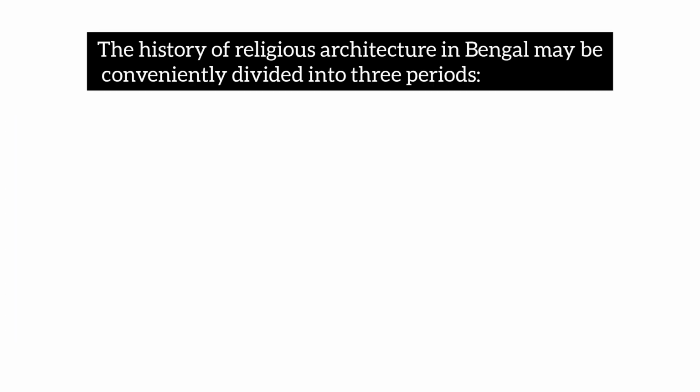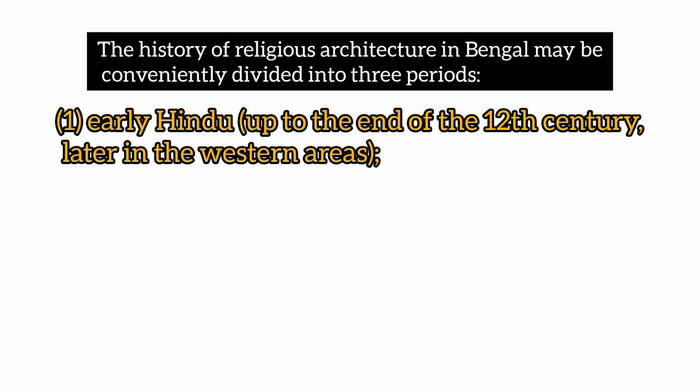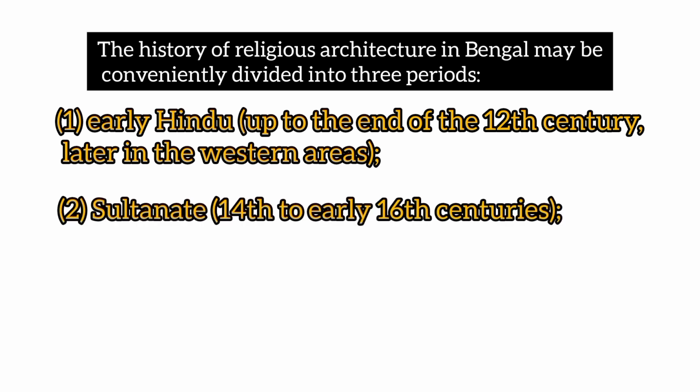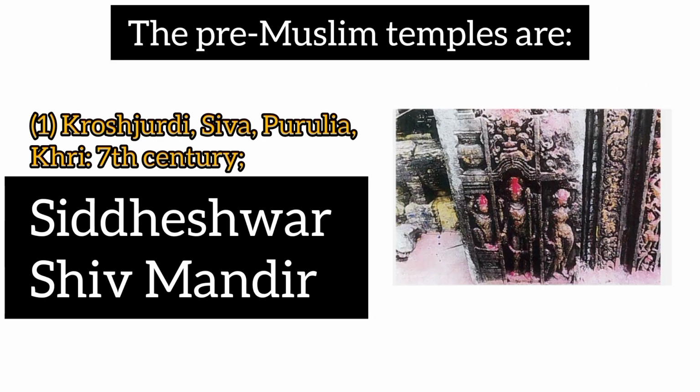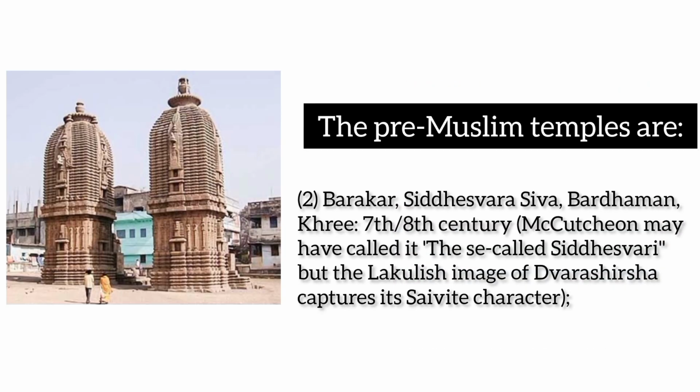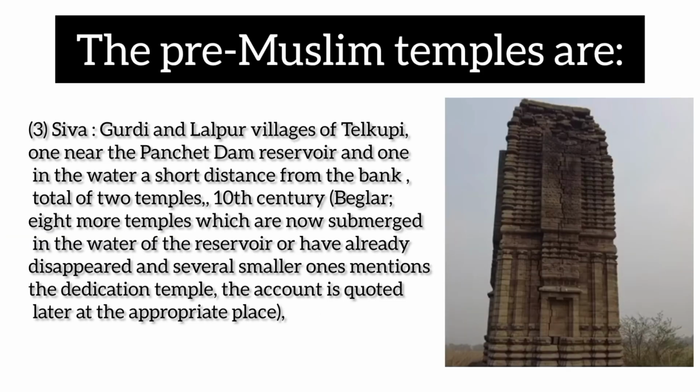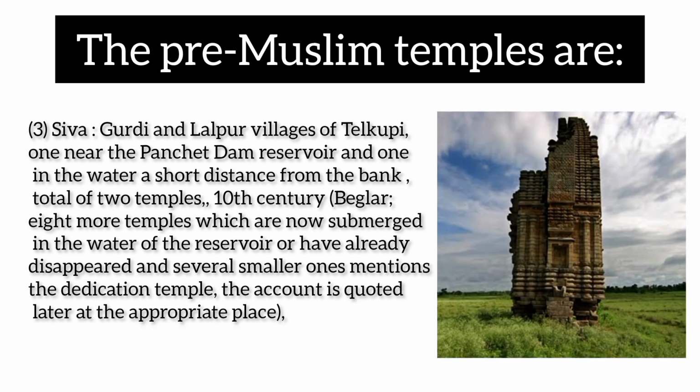The religious architecture in Bengal may be conveniently divided into three parts: early Hindu up to the 12th century, later in the western areas, Sultanate 14th to early 16th centuries, Hindu revival 16th to 19th centuries. The pre-Muslim temples are Krosjudi Shiv, Purulia 7th century, Borakor Siddheshwar Shiv, Bardhaman, Shiva, Gurdi and Lalpur village of Telkupi, one near the Panchayat Dam reservoir, one in water in a short distance from the bank. Total of 2 temples 10th century.